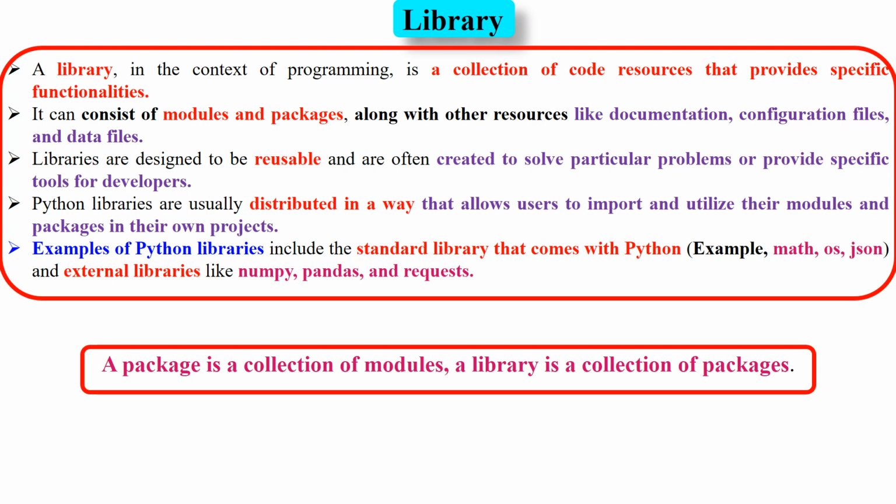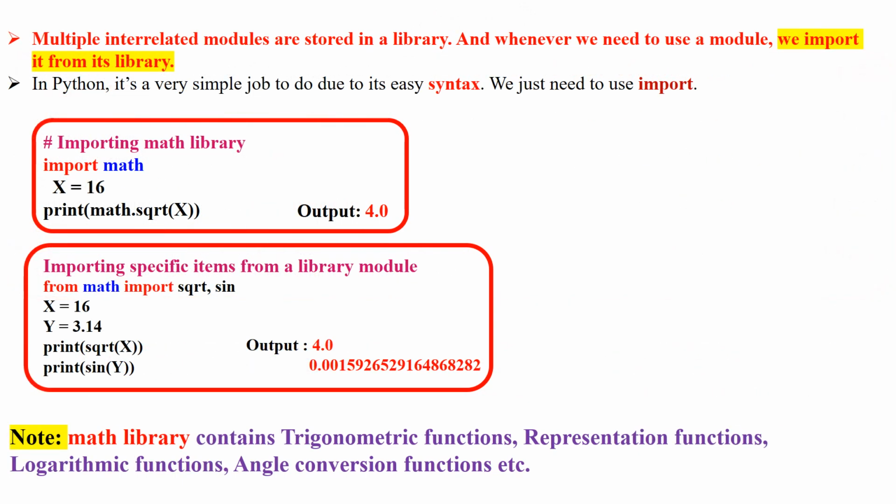Python libraries are usually distributed in a way that allows users to import and utilize their modules and packages in their own projects. Examples of Python libraries include the standard library that comes with Python, for example, math, which deals with mathematical operations, os, json, and external libraries like NumPy, which deals with scientific computing, pandas, and requests. A package is a collection of modules, a library is a collection of packages. Multiple interrelated modules are stored in a library. And whenever we need to use a module, we import it from its library.